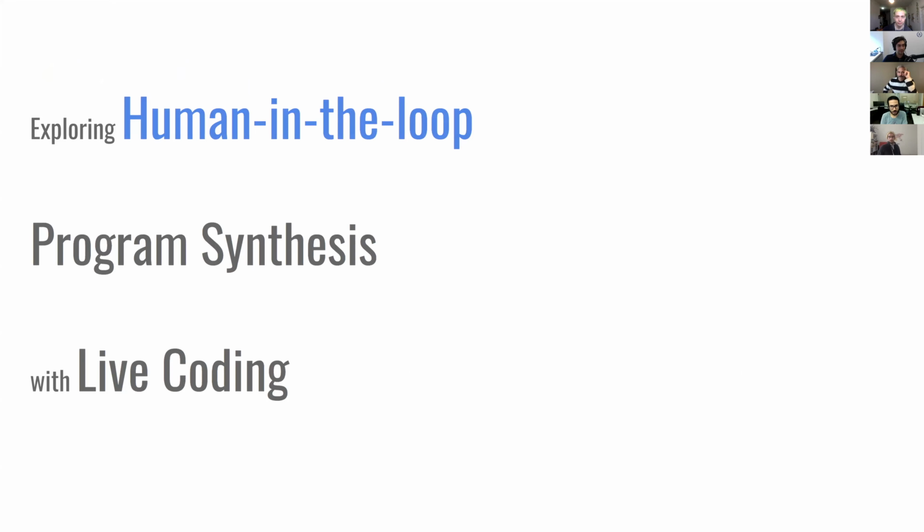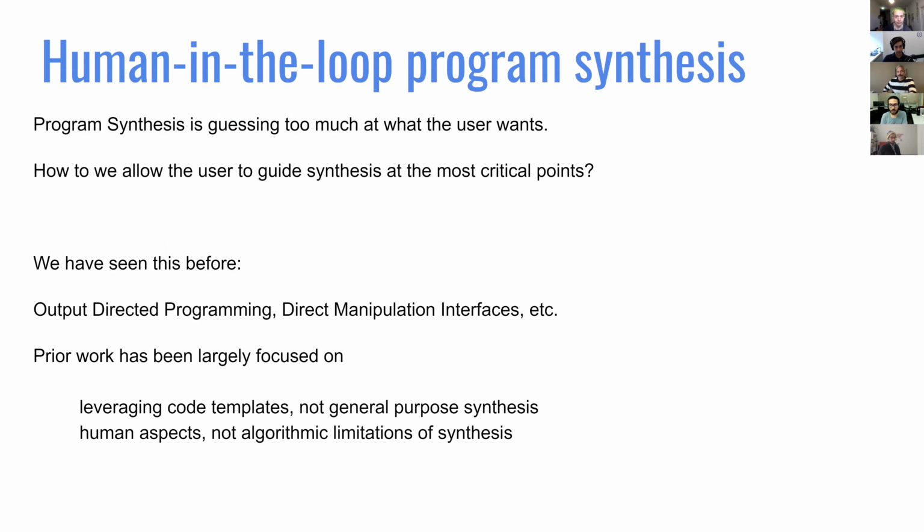Okay, and now finally, let's just touch on this human in the loop aspect of program synthesis. So human in the loop program synthesis really is just everything that we've been talking about today. But from my perspective, when I look at program synthesis, I see that program synthesis is guessing too much at what the user wants. We provide a specification, and then really we're asking too much of this black box.